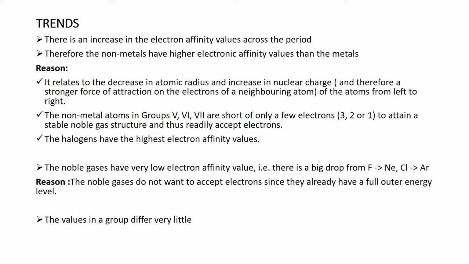And then the noble gases, they have low electron affinity values. Why is that? It is because they do not want to accept electrons since they already have a full outer energy level. So since they already have a completely filled outer energy level, they do not want to accept any electrons. So their electron affinity is very, very low. That is why we see a drop from fluorine to neon and chlorine to argon.